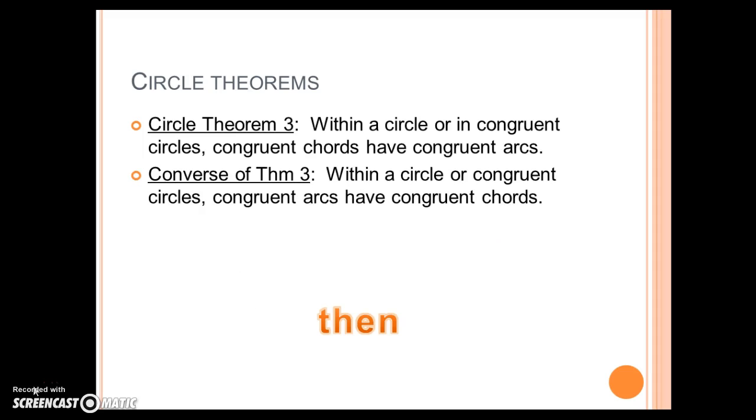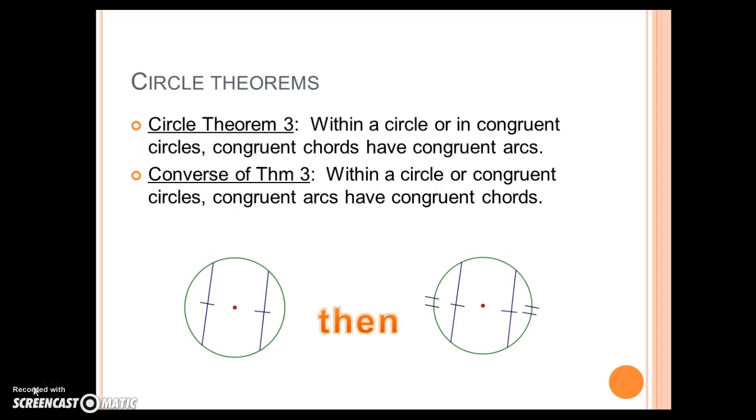The next one says, within a circle or congruent circles, congruent chords have congruent arcs. Or the reverse, if there's congruent arcs, there's congruent chords. So if I have congruent chords, I also have congruent arcs created by the division of those chords.